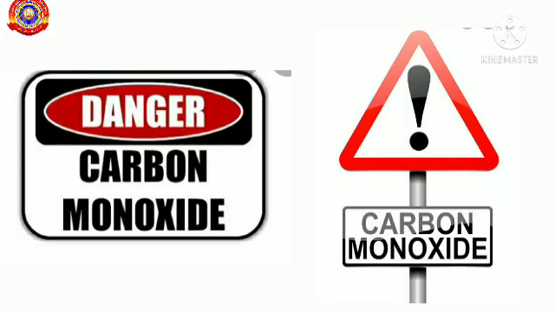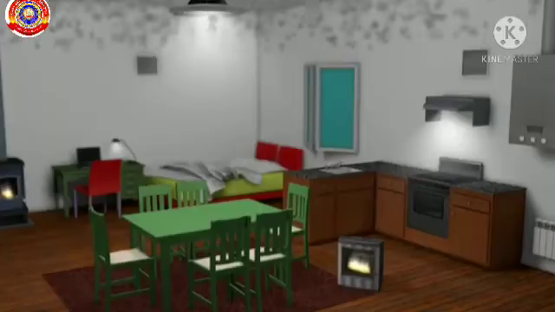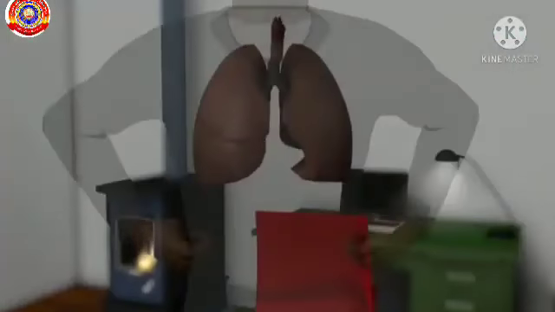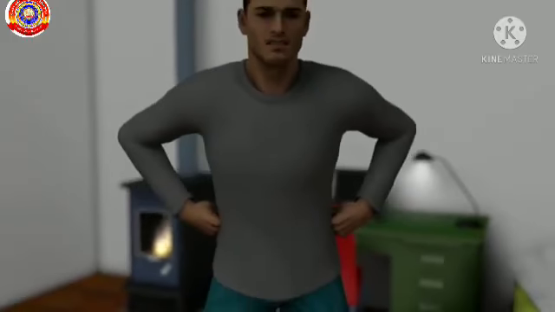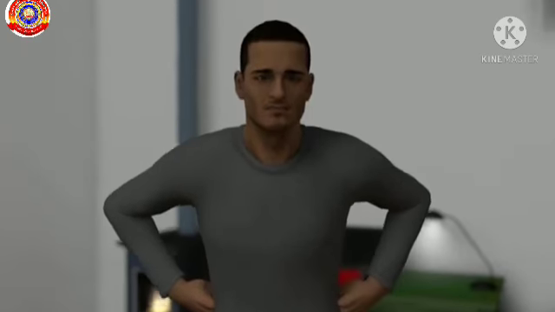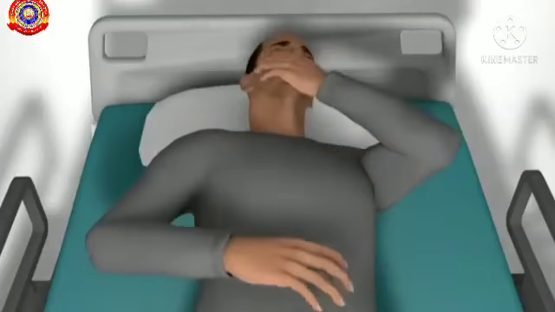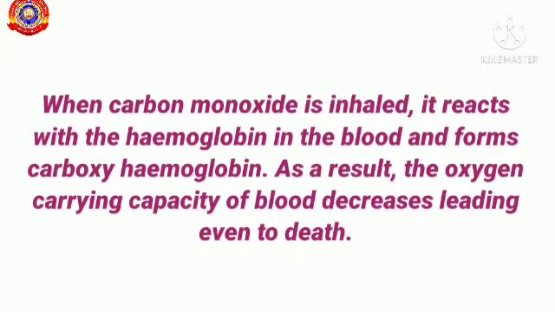Do you know what carbon monoxide does to our body? Let me tell you. When carbon monoxide is inhaled, it reacts with the hemoglobin in the blood and forms carboxyhemoglobin. As a result, the oxygen capacity of the blood decreases, leading even to death. That is, the affinity towards hemoglobin increases and forms carboxyhemoglobin. As a result, what happened? The oxygen capacity of the blood decreases and leads to death.